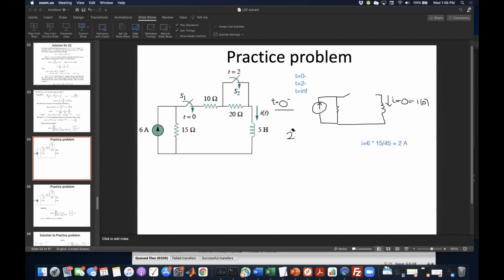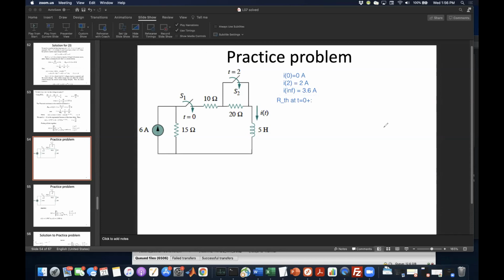I'll just write it again. So I'm going to write down what we know so far. Okay, and now we're going to solve for RTH at time equals 0 plus. We're going to draw the circuit after disconnecting all the independent sources.